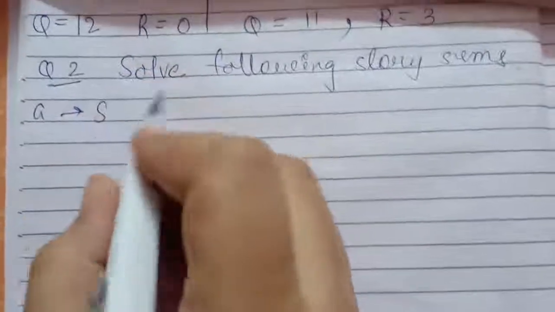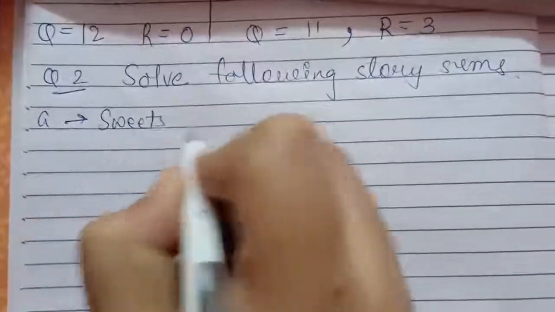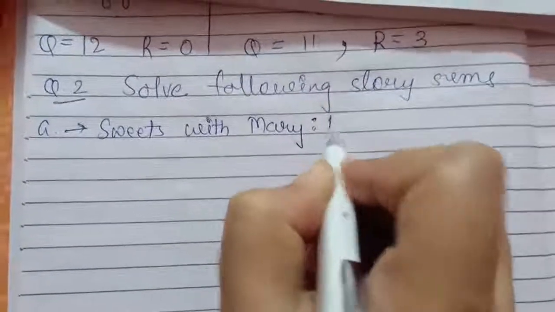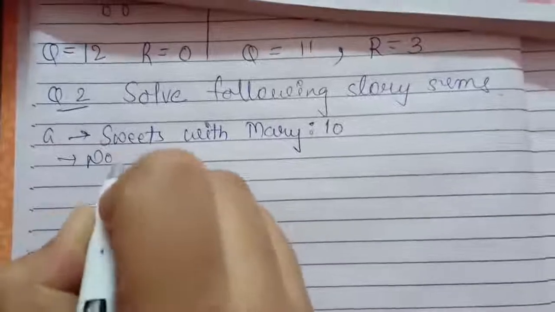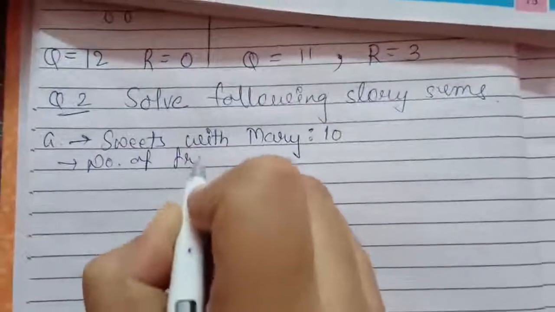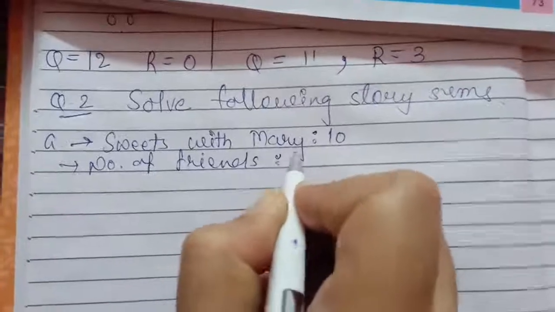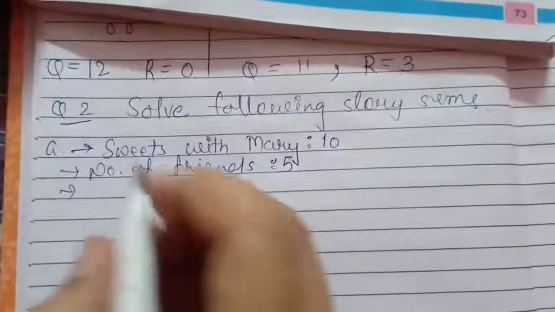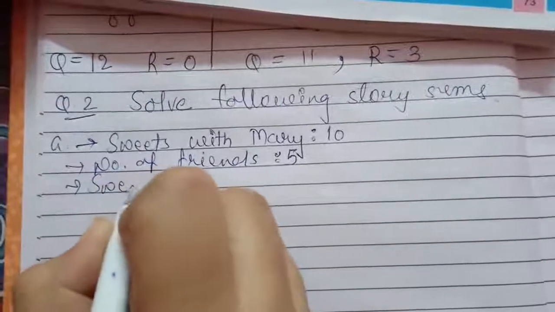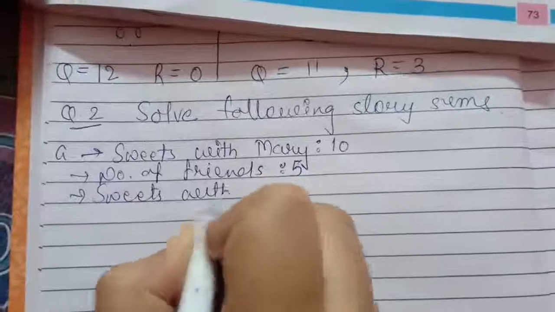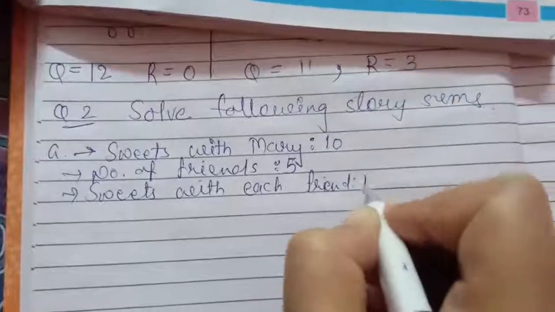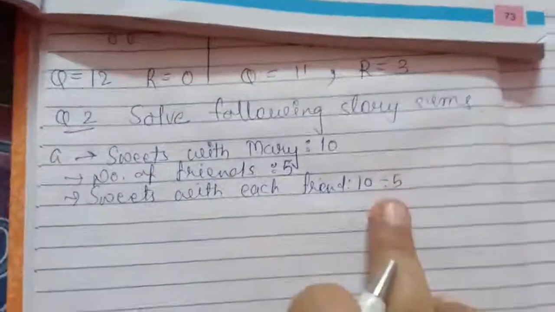So write down the sentences. Sweets with Mary. That is the 10. Number of friends. That is the 5. Now we have to divide equally the sweets with friends. Sweets with each friend. Ten divided by 5. So you can get it.